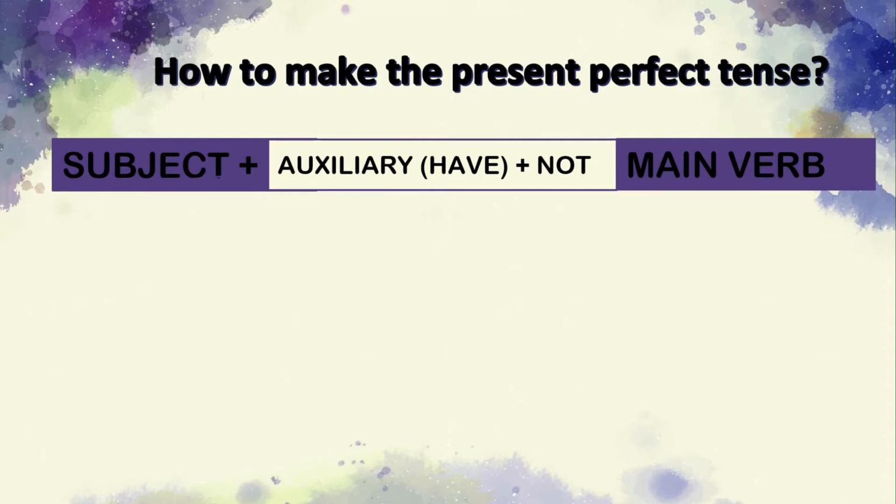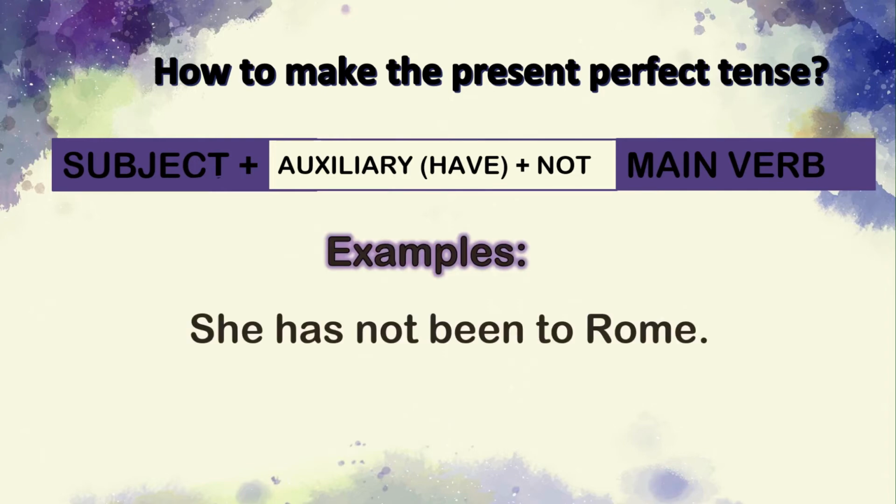For the negative, you have the subject, then the auxiliary, have or has. It depends on the subject, right? And after the auxiliary verb, you need to write down the word not. Then you have the main verb, in this case, in past participle, and then the complement. For example, she has not been to Rome. So, she is the subject, has, in this case, is the auxiliary because you are using she, that is third person singular. And also you have the verb in past participle, in this case, been, right?